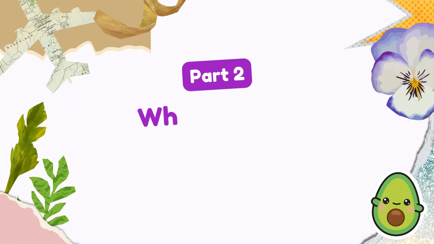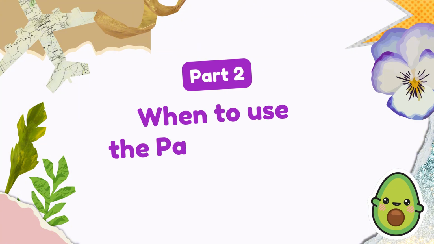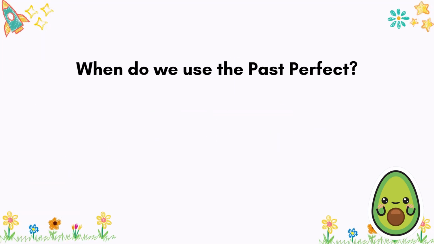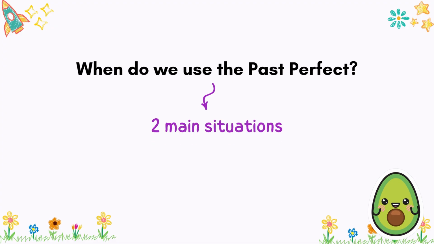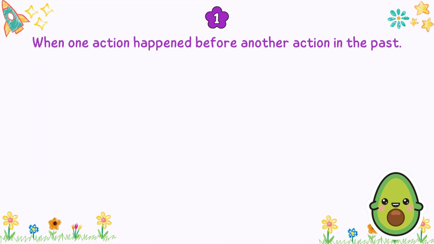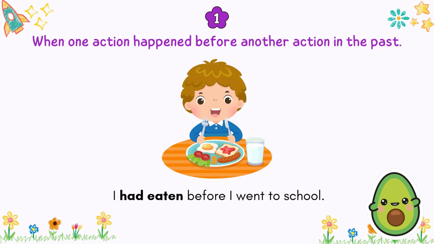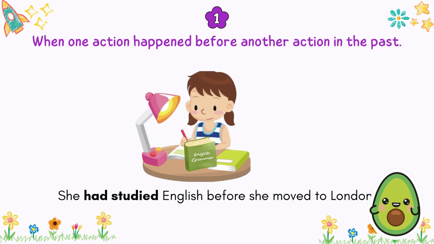Part 2. When to use the past perfect. Okay, but when do we use the past perfect? There are two main situations. 1. When one action happened before another action in the past. Examples. I had eaten before I went to school. She had studied English before she moved to London.